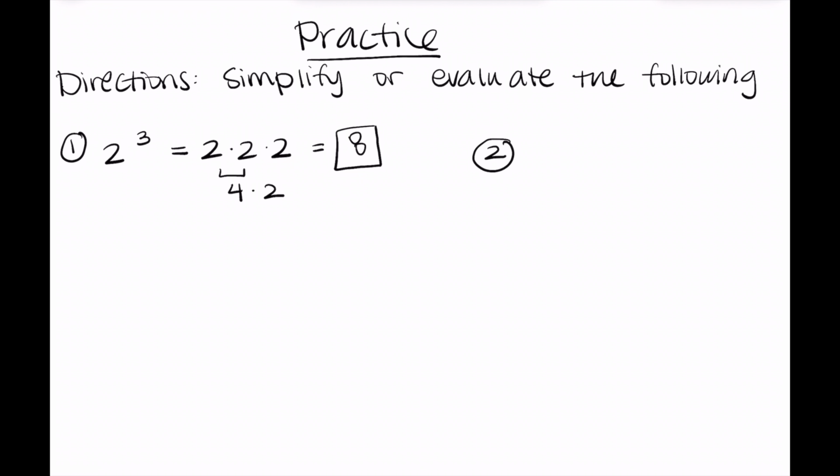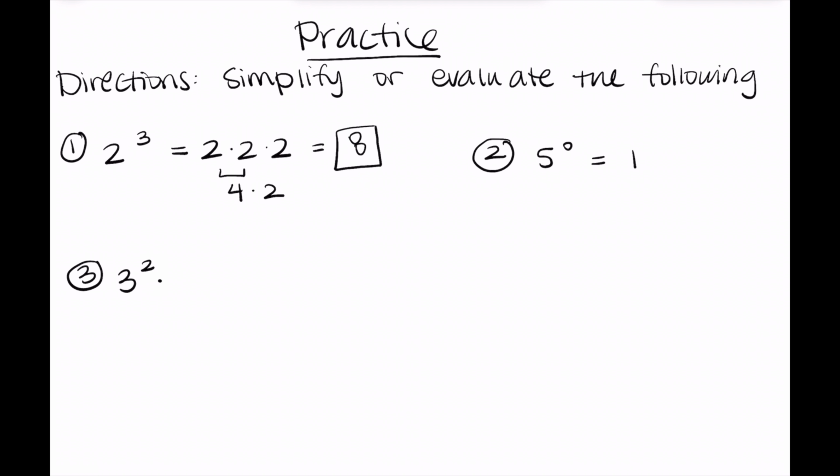For number 2, we have 5 to the power of 0. Now, the way we'll simplify this one is by remembering our 0 exponent rule. Anything to the 0 power is 1, so the answer to number 2 would be 1. And now we'll move on to number 3.